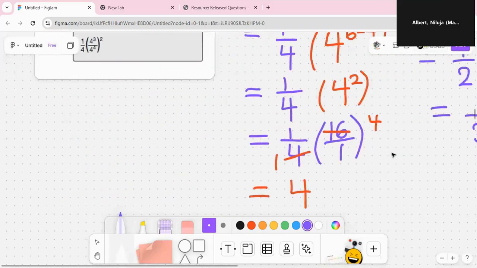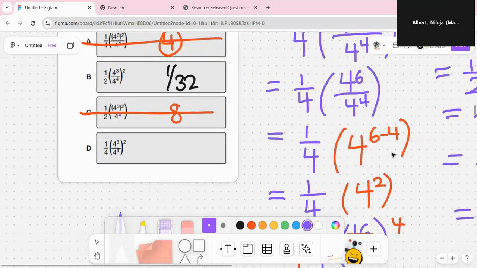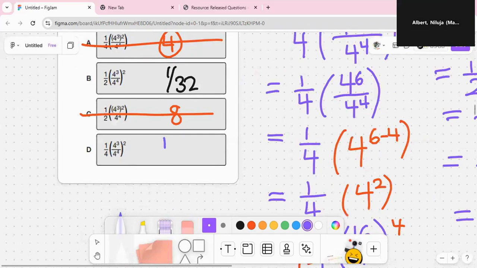And that 1 over 64, even though my denominator is larger, you have to understand the rule that the larger your denominator is, the smaller the value of the expression is. So our answer is actually going to be D.